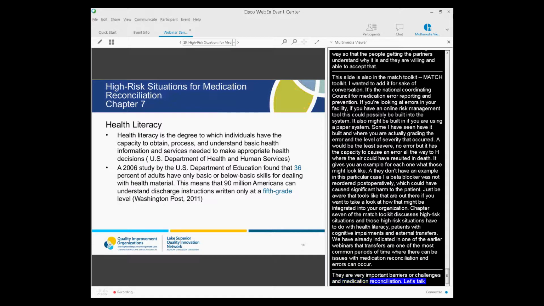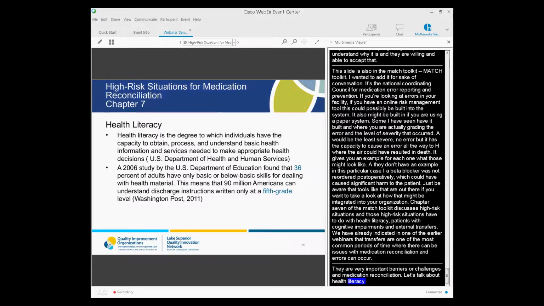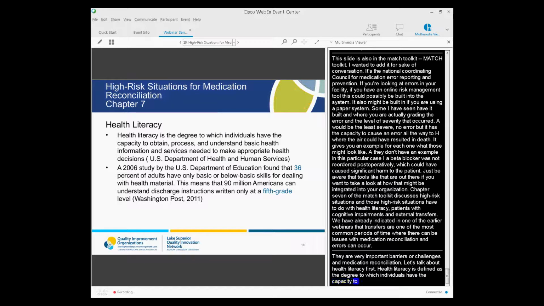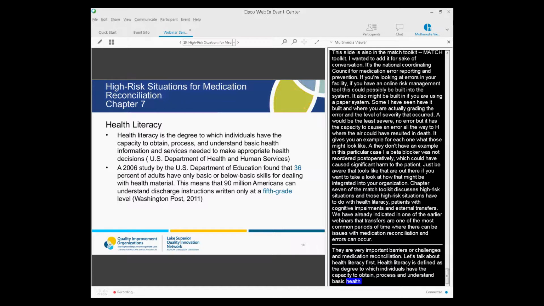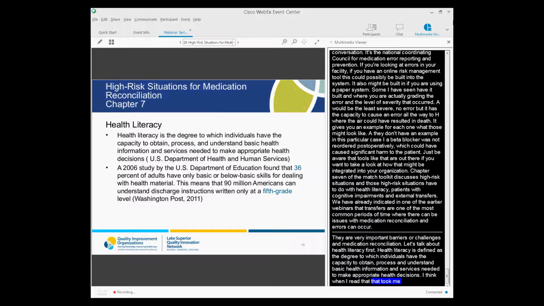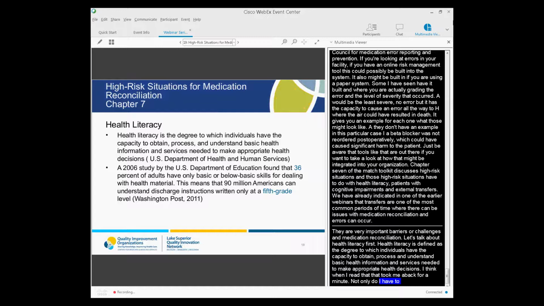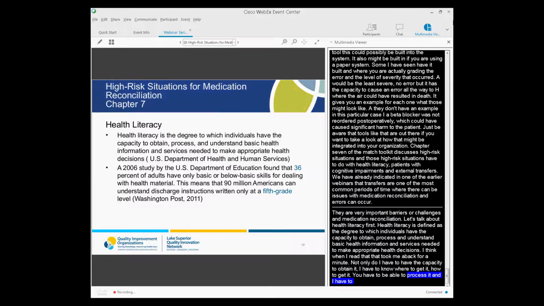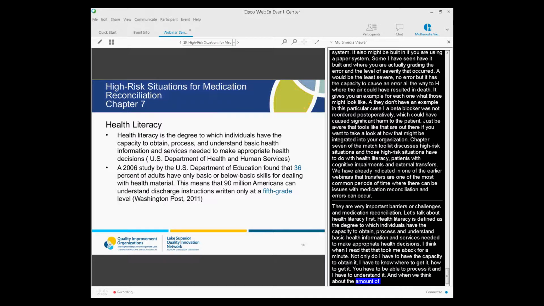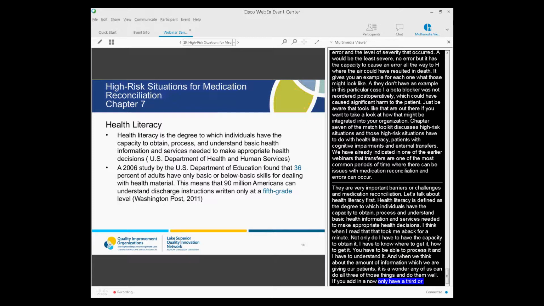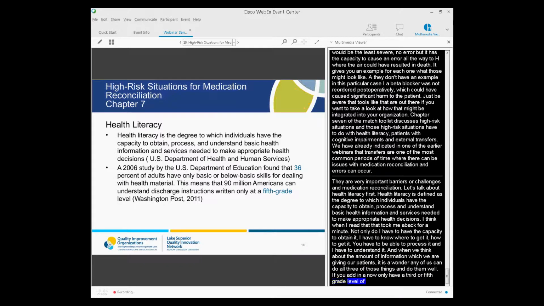Health literacy is defined as the degree to which individuals have the capacity to obtain, process, and understand basic health information and services needed to make appropriate health decisions. When I read that, it really took me aback for a minute, because not only do I have to have the capacity to obtain it, so I have to know where to get it and how to get it, I have to be able to process it, and then I have to understand it. And when we think about the amount of information which we are giving our patients, it's a wonder that any of us can do all three of those things and do them well. And then if you add in that I only have a 3rd or 5th grade level of education, that makes it even more imperative that we really take this seriously.